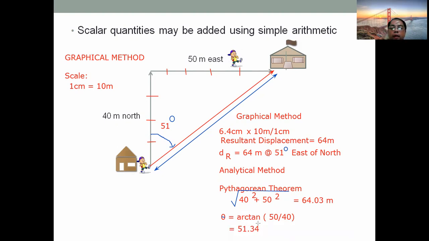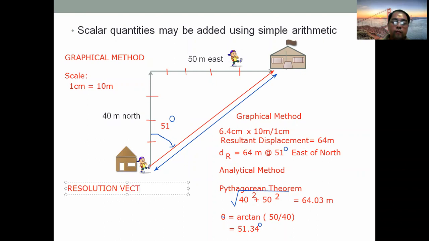either by ruler and protractor or by analytical approach. Now, we will be introducing another analytical method next time, which we call the component method. So we will try to learn how to apply the component method also in our application here. Again, this is what we call resolution of vectors. We try to find the effect of vectors together.